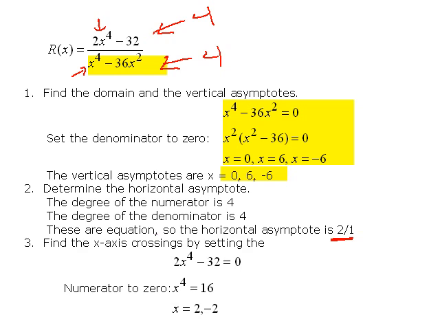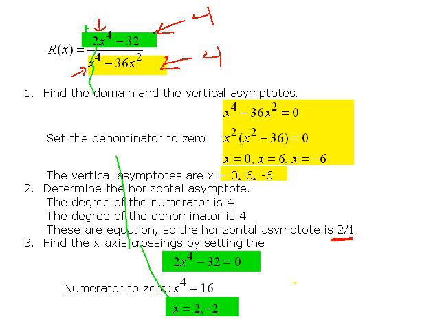Now we want to find out where it crosses the x-axis. To do that, you take the numerator. Take this numerator and set it equal to 0 and solve it. Okay, x to the 4th equals 16. The solution is x equals 2 or x equals minus 2. Those are the places where the function will cross the x-axis, and those are the only places where the function will either touch or cross the x-axis.